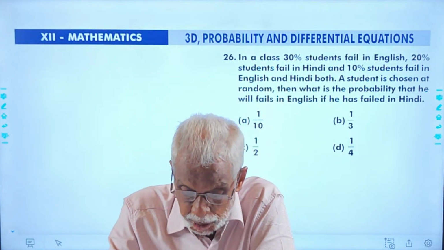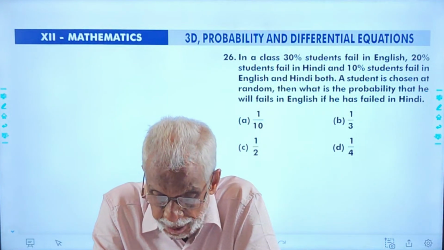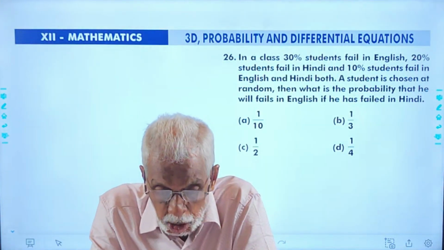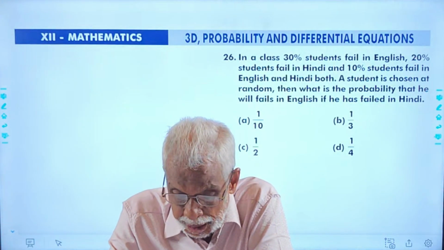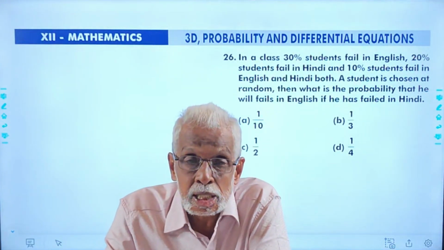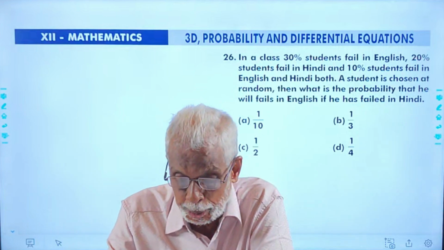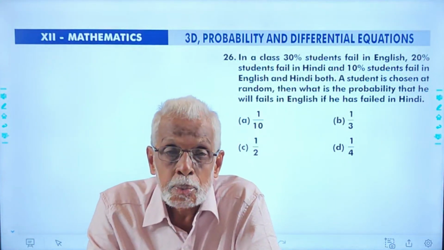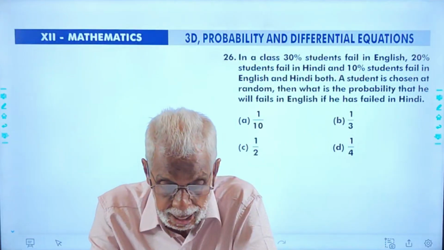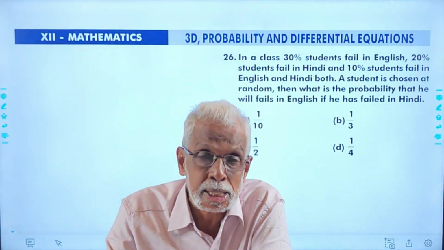Then n of A is 100, n of B is 20, n of A intersection B is 10. What is the probability of B? N of B by n of S, which gives 1/5. And the required probability is conditional probability, probability of A by B. What is probability of A by B? Probability of A intersection B by probability of B. Simplify, we get the answer is 1/2. The correct choice is C.